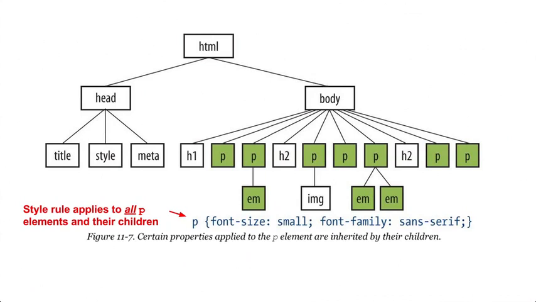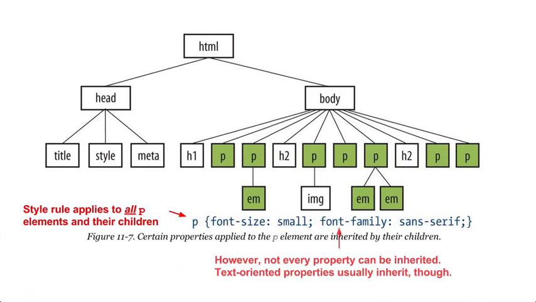Here we see a style rule being applied to all paragraphs. The rule sets the font size and typeface. Since both of these properties are inheritable, they also apply to any child elements that have text properties. Note that the rule is not inherited by the image element because images don't have text properties.